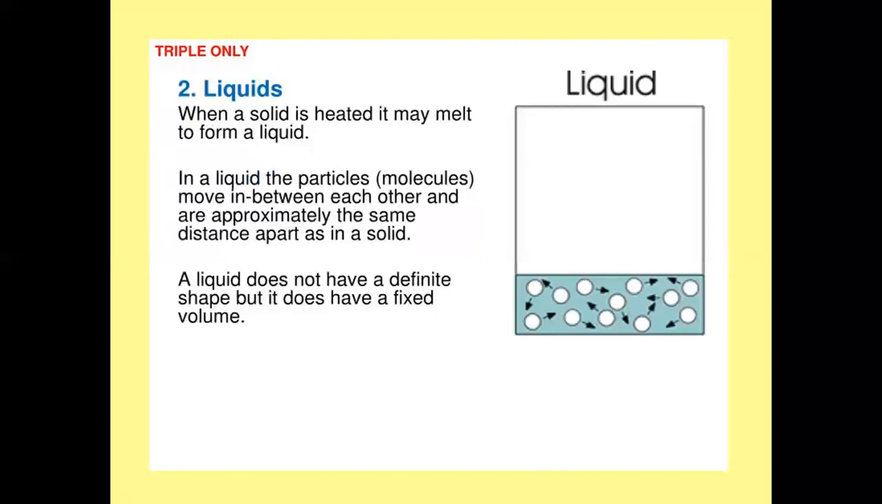Liquids. In a liquid, the particles or molecules move past each other and are approximately the same distance apart as in a solid. A liquid does not have a definite shape, but it has a fixed volume. So it has a definite volume, but not a definite shape.